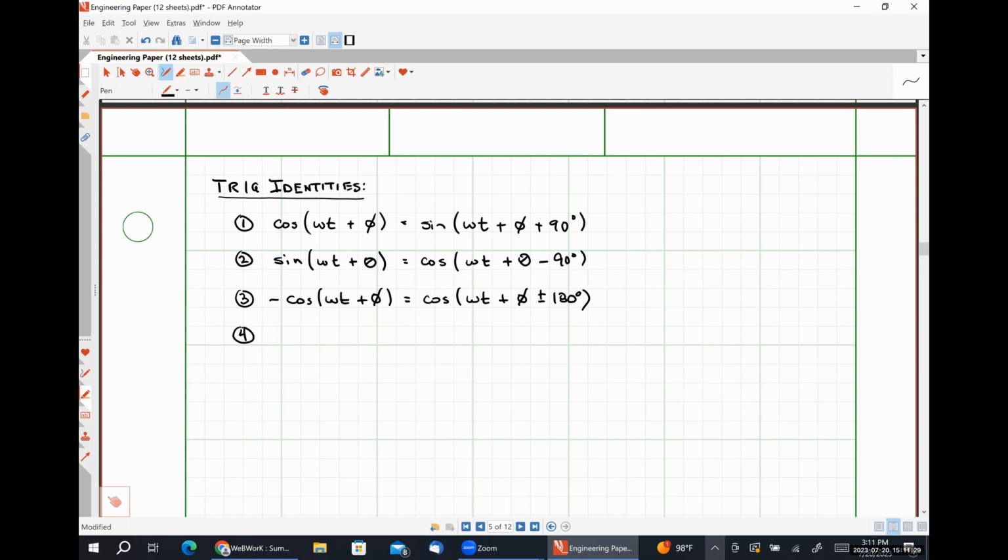We have effectively the same relationship for changing negative sine functions into positive sine functions. Negative sine of omega t plus theta equals positive sine of omega t plus theta plus or minus 180 degrees.